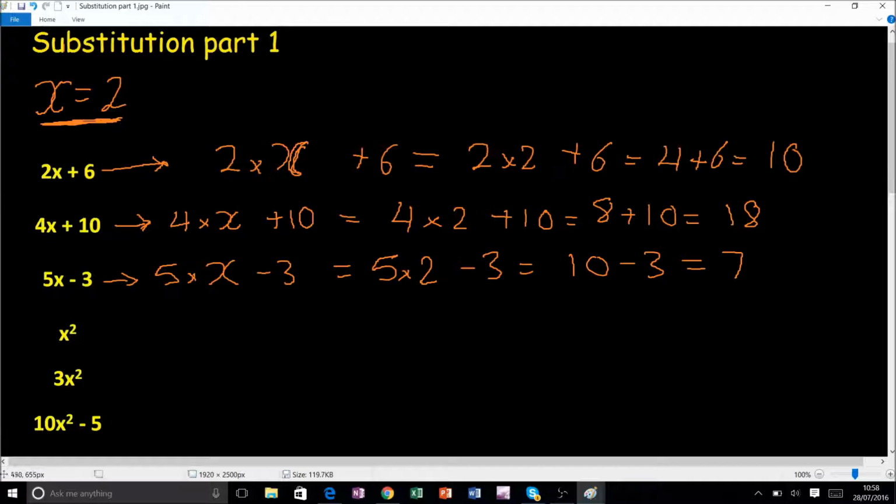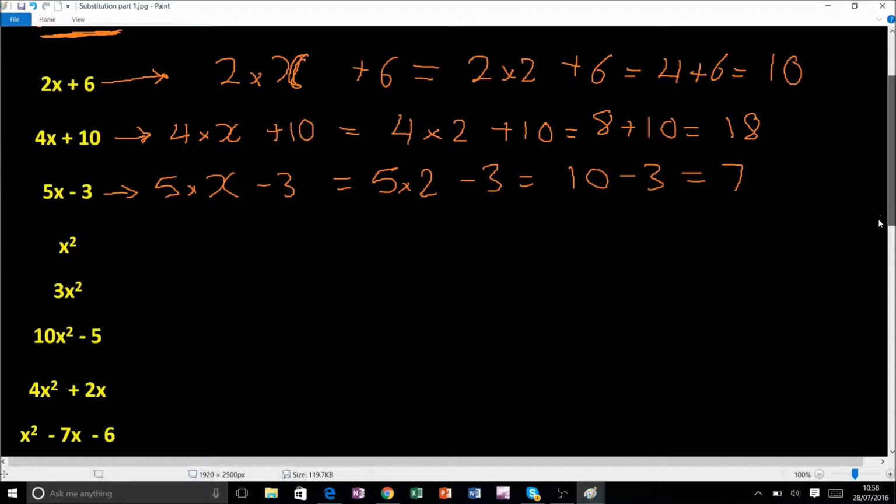Lovely. Now here we have x squared. Does anybody know what x squared means?